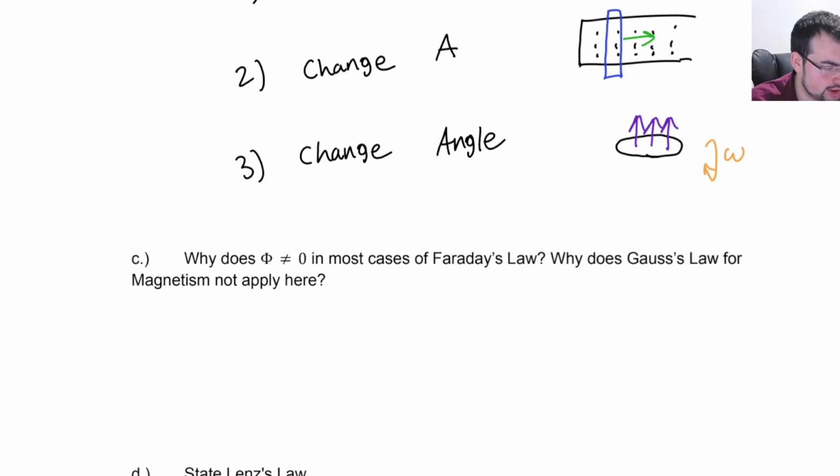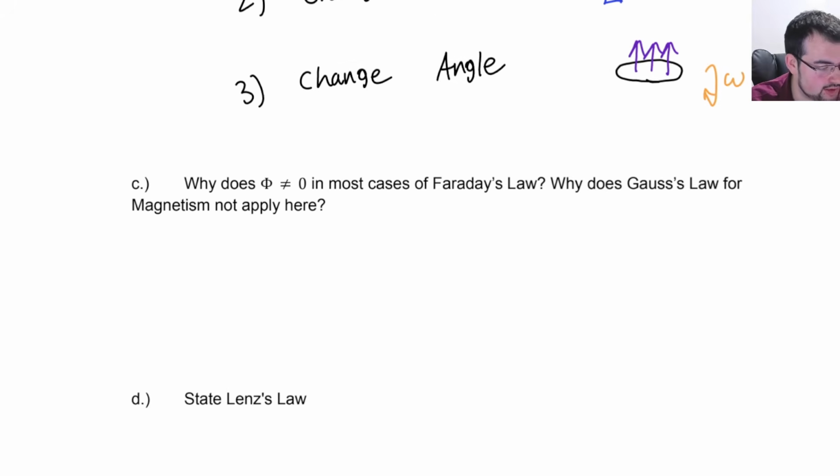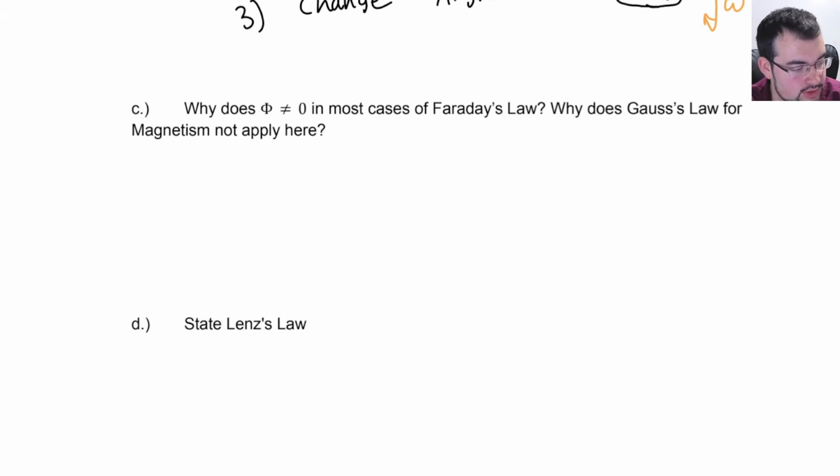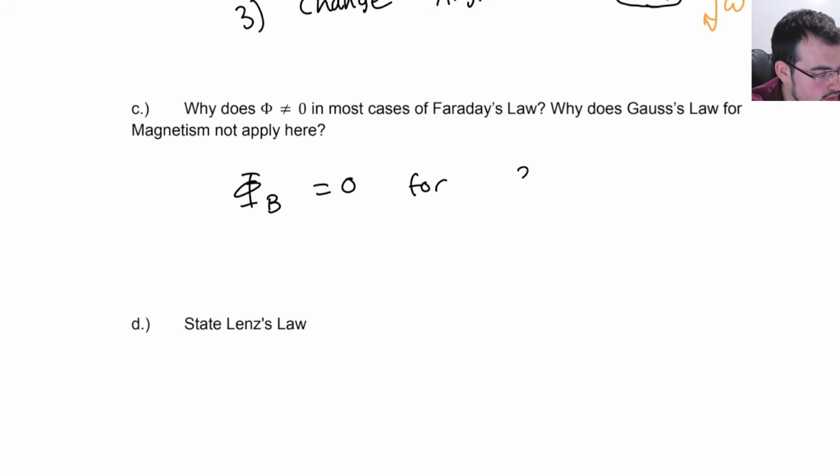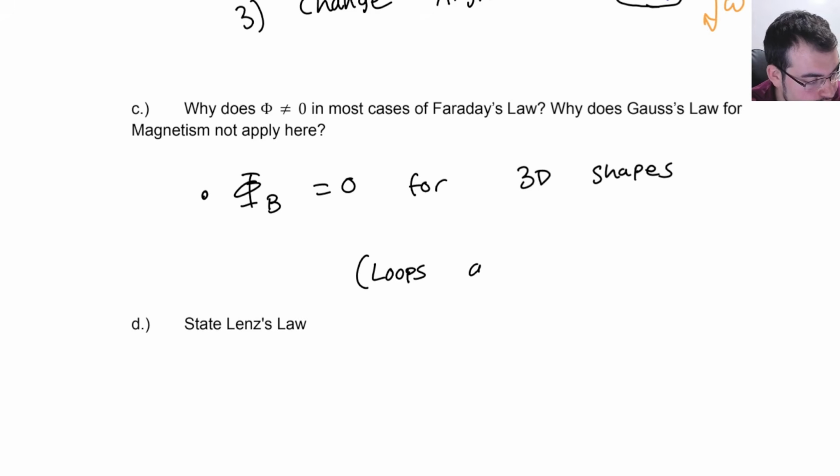But I thought flux was zero. Gauss's law says flux is zero for magnetic fields. Nope, only closed surfaces. So phi B equals 0 for 3D shapes. Loops are 2D, so it's fine.